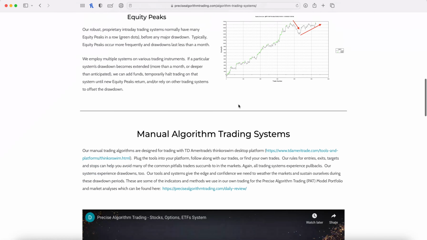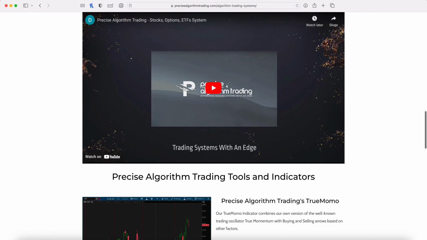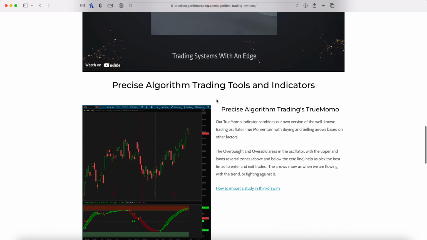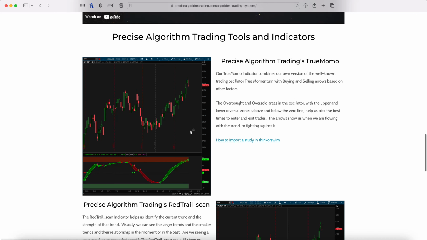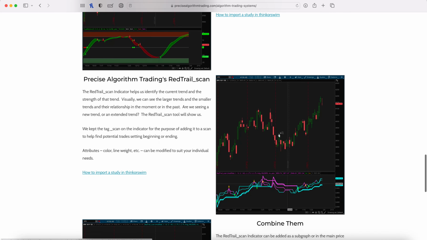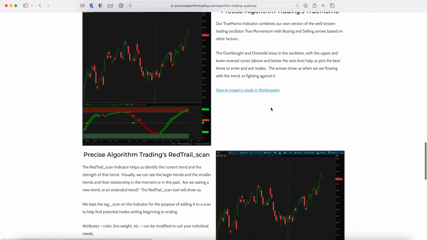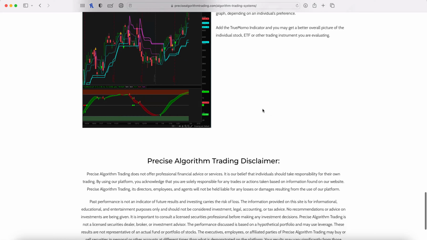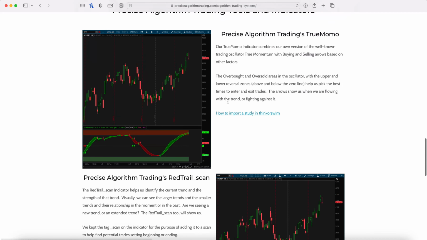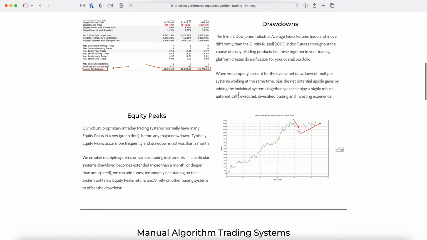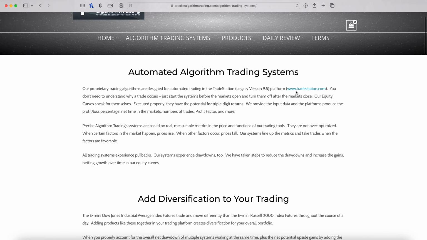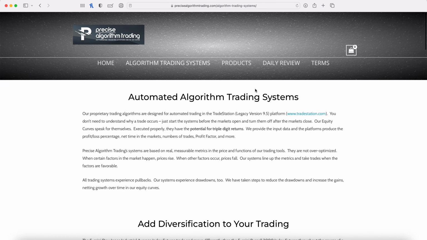This goes through and explains a lot of this stuff. There's a video here, and then our tools that we use. In this is actually Thinkorswim that we use for manually trading, which is totally different than automated trading, but it's all algorithms. It's if this, then this, and if something happens, then something else. You make a trade, or you get out of a trade.